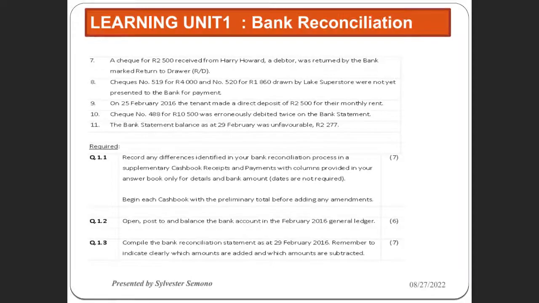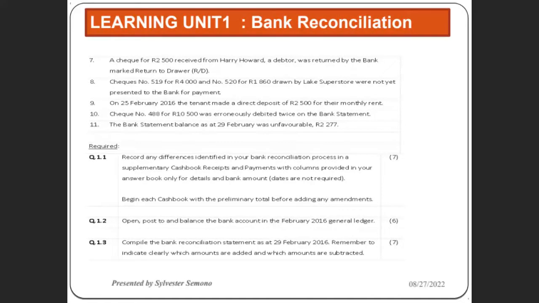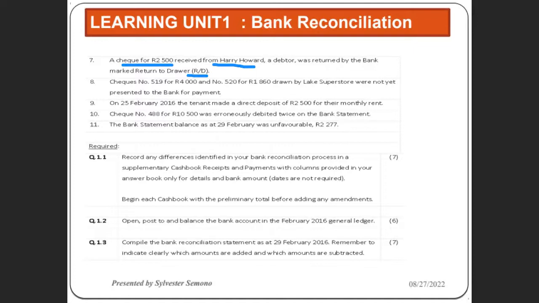Let's go to number 7. A check of 2,500 received from Harry Ward, the debtor, was returned by the bank and it was marked as what? RD. So what is RD? Yeah, I'm not sure. Refer to drawer. If you see the word RD, just know that they mean the dishonored check. Okay, sir.